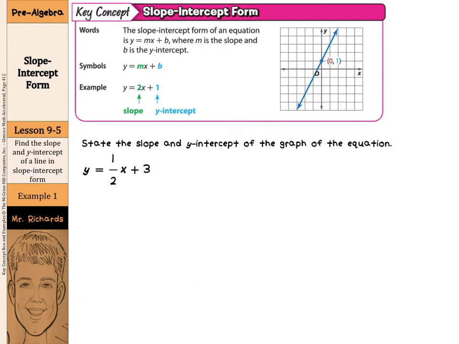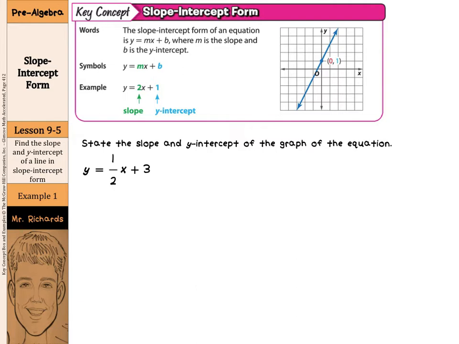Now, in words, the slope-intercept form of an equation is y equals mx plus b, where m is the slope and b is the y-intercept. So in our equation, y equals 2x plus 1, the 2 is in the spot of our m, so that is our slope, and the 1 is in the spot of the b, so that is our y-intercept. And remember, the y-intercept is where our line crosses the y-axis.